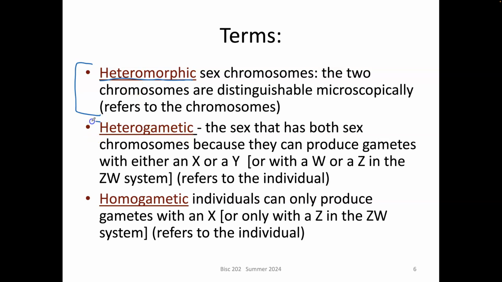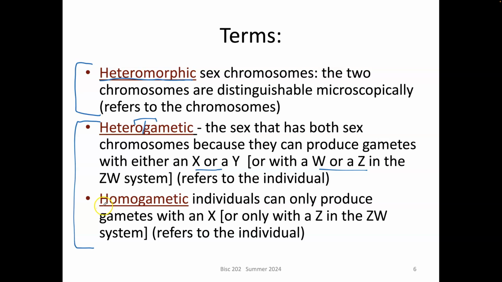And then if we're talking about the sex or the individual, if we're talking about the XY individual or the WZ individual, we're talking about heterogametic. Hetero means different, and gametic means gamete, and this means that when they make a gamete, the gamete can have either an X or a Y, or the gamete can have either a W or a Z chromosome. So the 2 gametes will be different from each other based on the sex chromosome that gets put in.